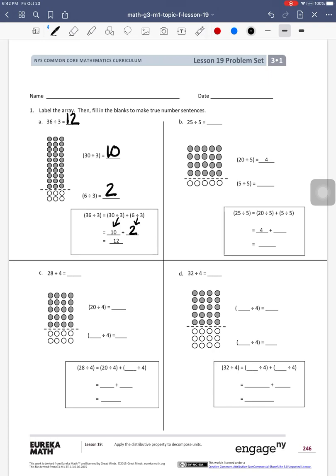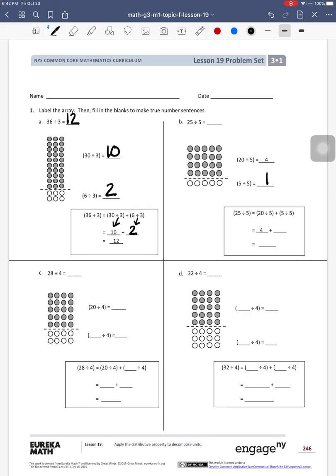Now let's look at the 5 circles below the line. We have the 5 circles. How many rows do we have? That's right, we have 1 row. So 5 divided by 5 equals 1. So 25 divided by 5 equals 20 divided by 5 plus 5 divided by 5.